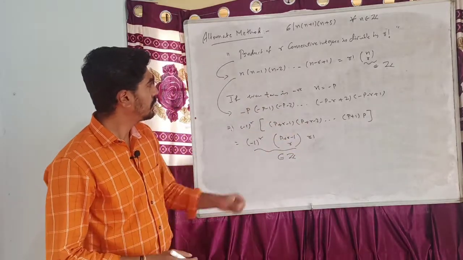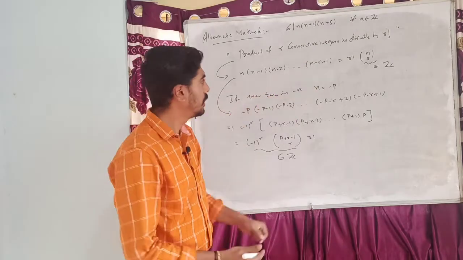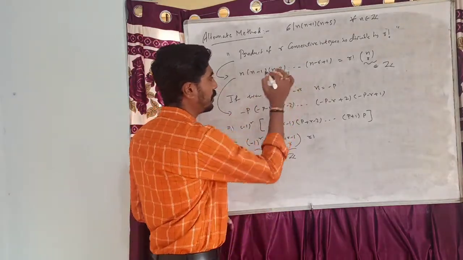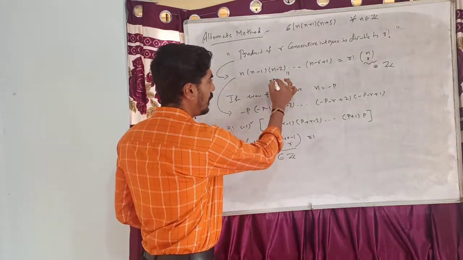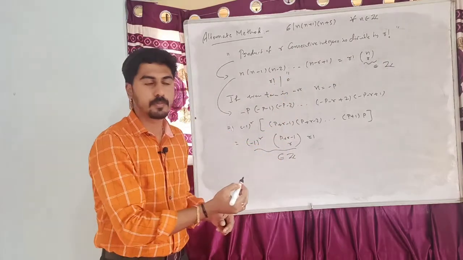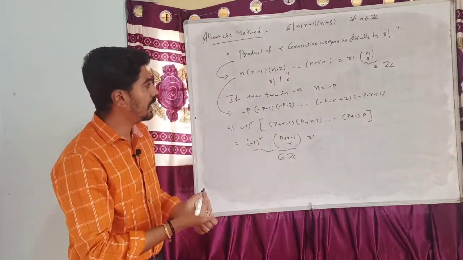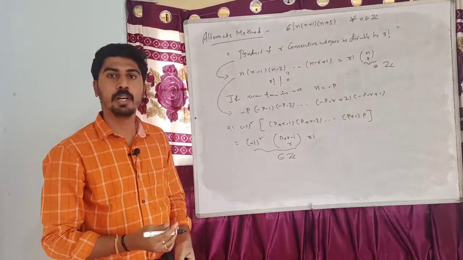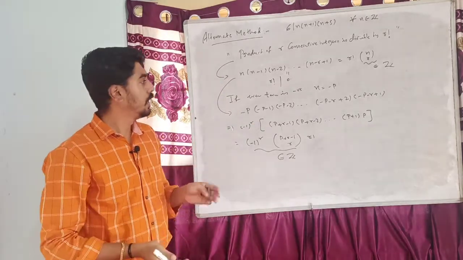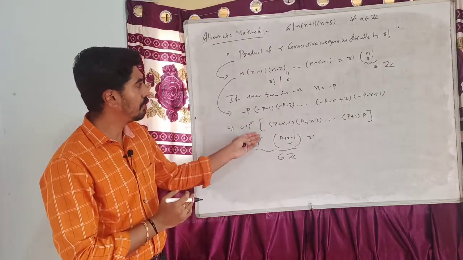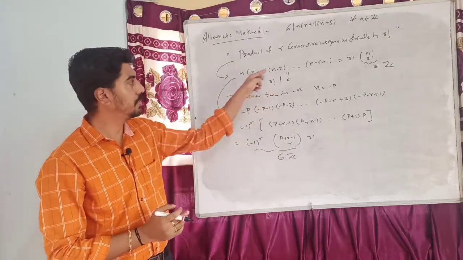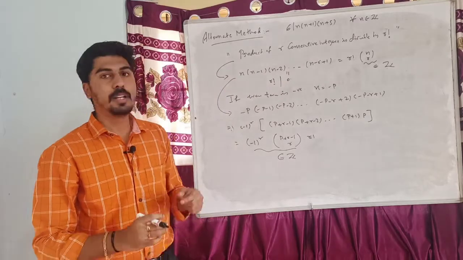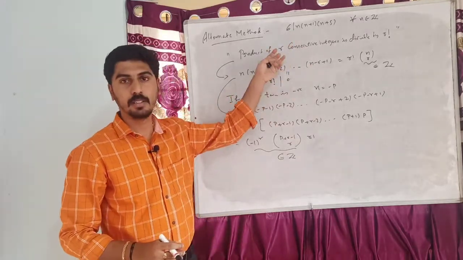In the last case, if one of the terms is 0, then this product will be equal to 0. Clearly r factorial divides 0. So in any case, whether all the terms are positive, all the terms are negative, or one of the terms is 0, we have r factorial divides this product. Now let us solve this problem using this result.